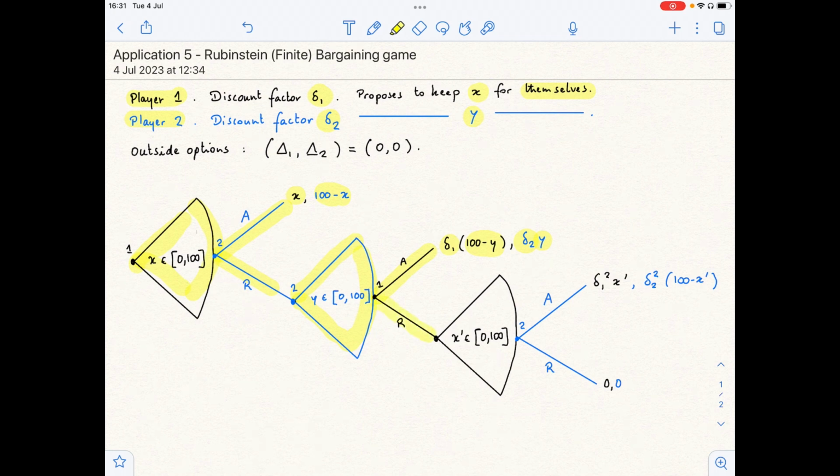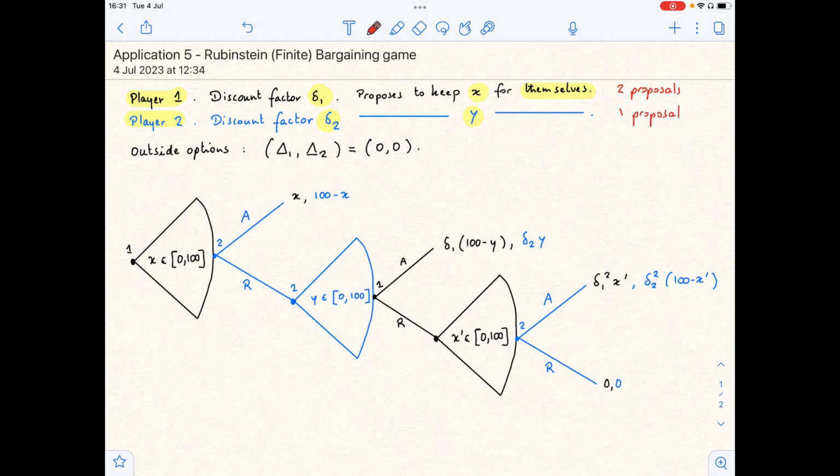And if they reject, they get to propose again. And they get to propose again a division of the dollar, which player 2 can either accept or reject, and then the game would end after 2 proposals of player 1 and 1 proposal of player 2. So player 1 has 2 proposals available to them, and player 2 only has 1.